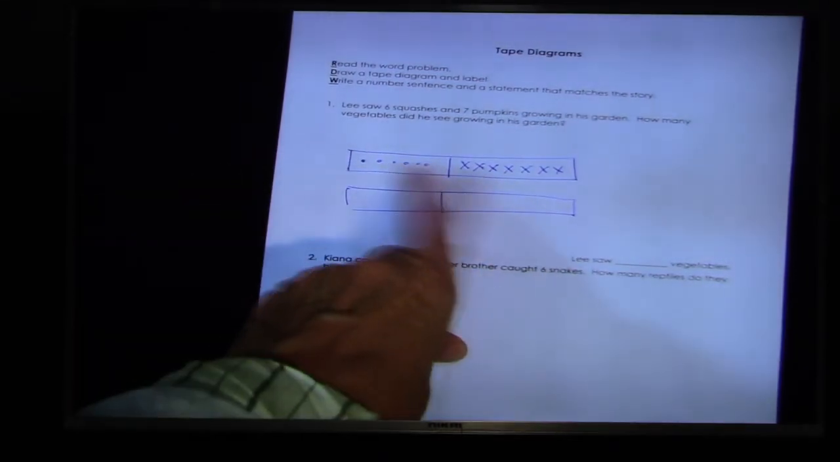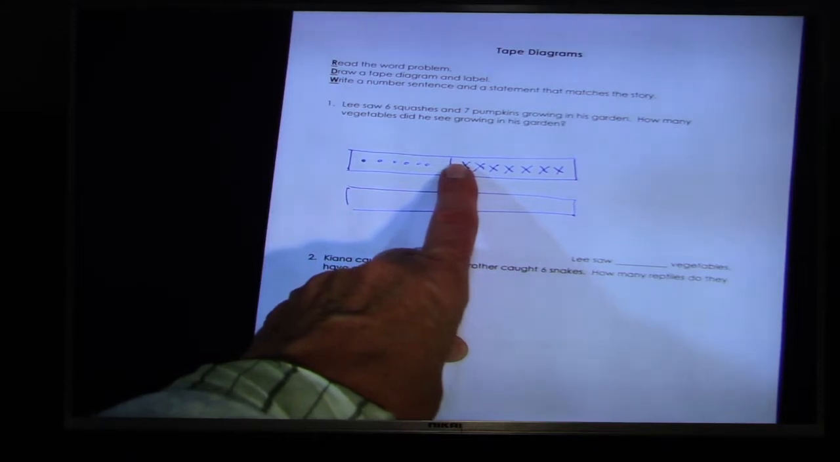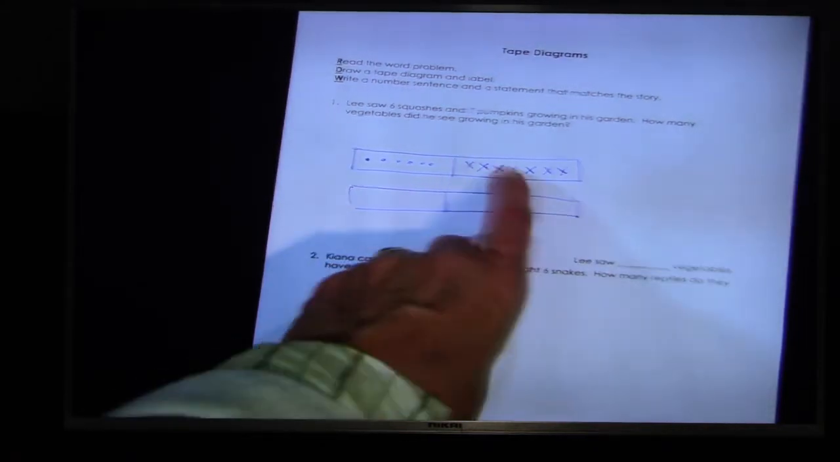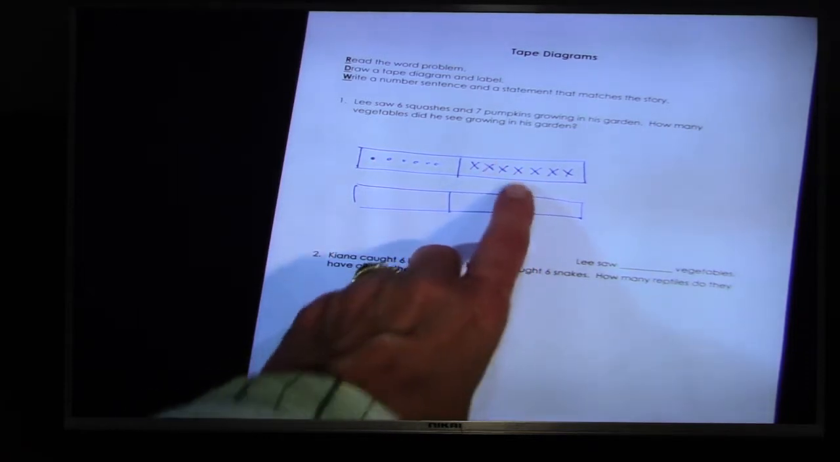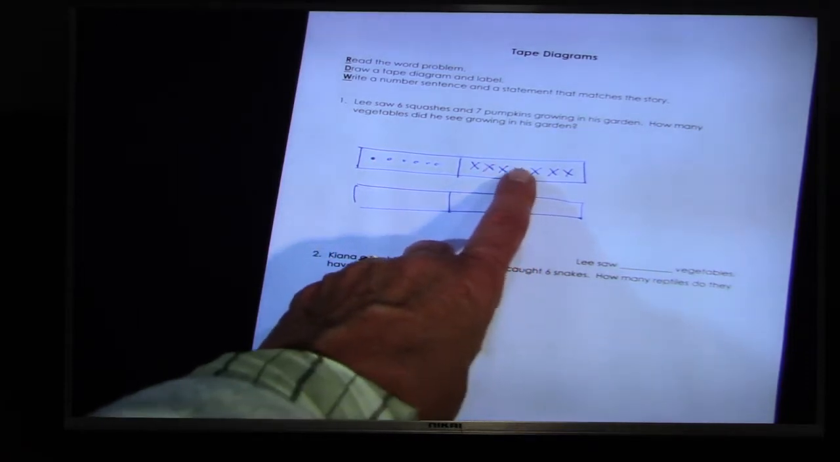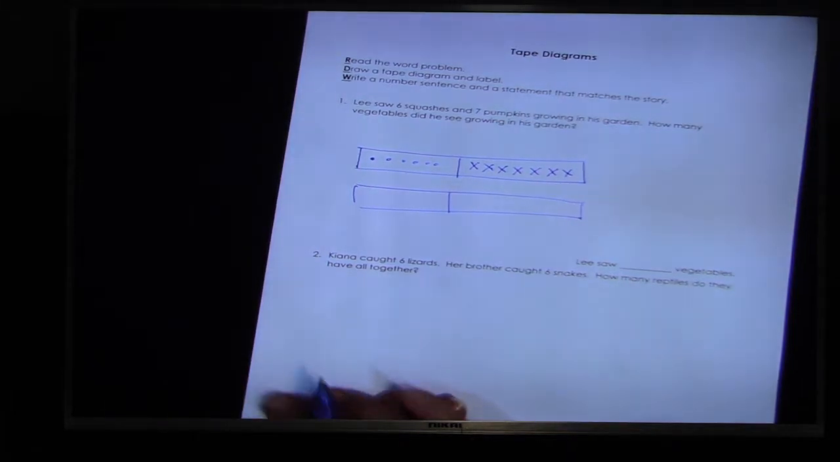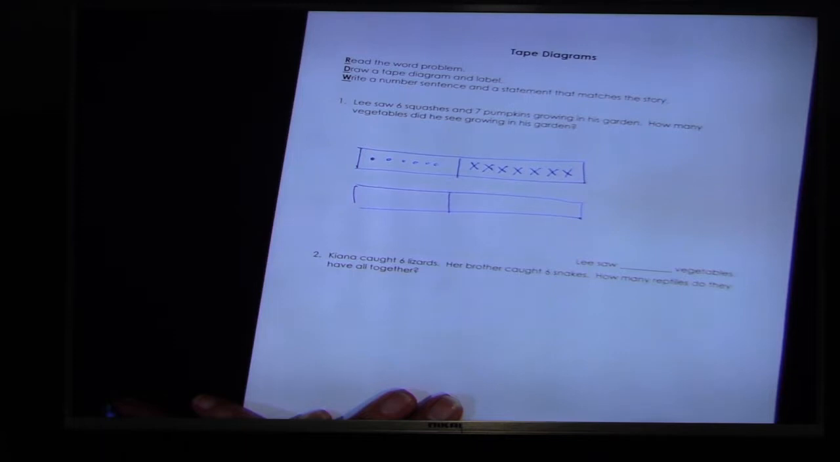I think to begin with, most of them would draw the dots for squash, and then put a partition, and they're not going to use that word, put a line, and then draw the pumpkins next. So here it's not important to group them into 5s for visual. No, I think they're not going to. They're going to go 10 across. And it's fine if they do.